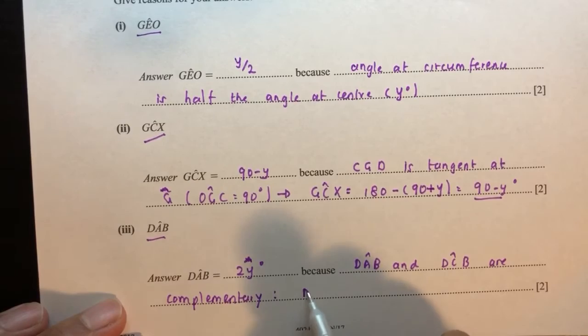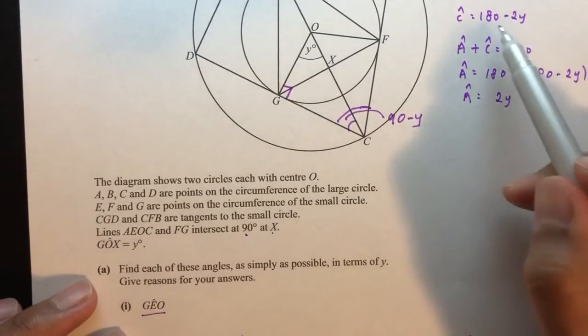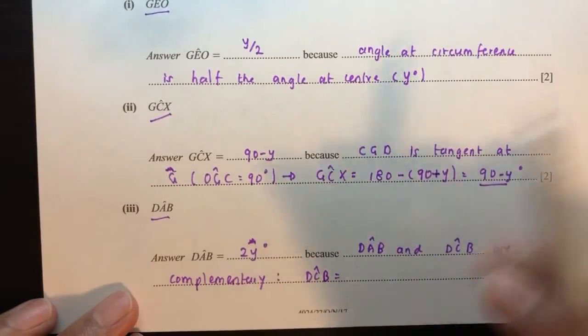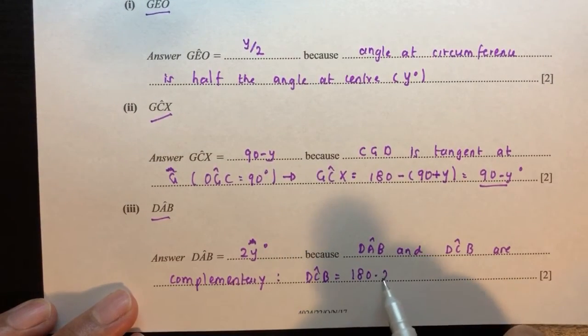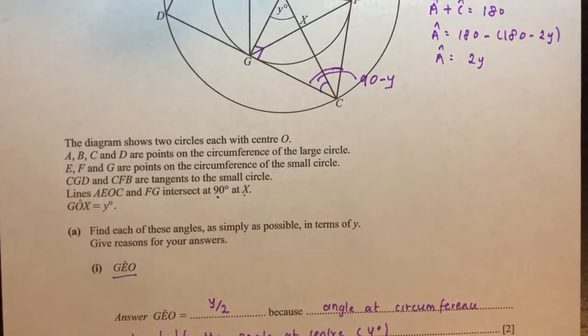And we know that angle DCB is equal to 180 minus 2C. That's how we know this is 2Y. That is part 1.